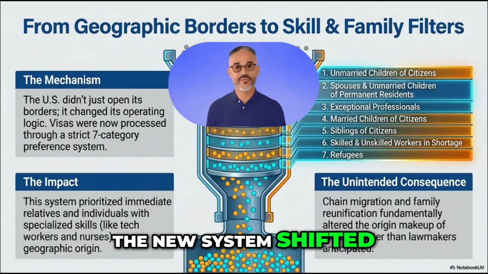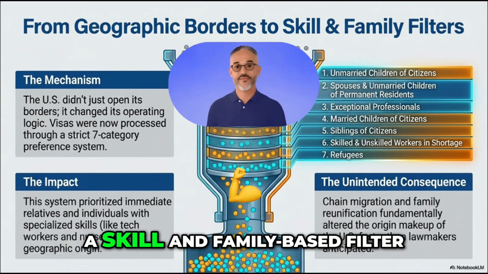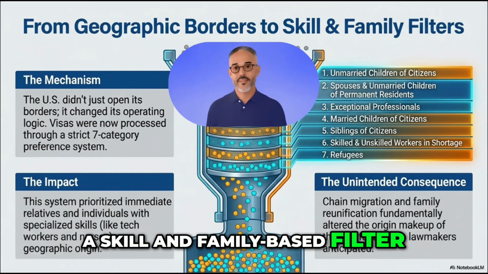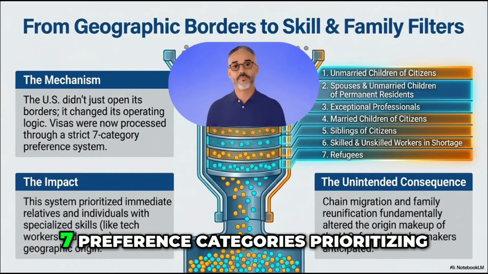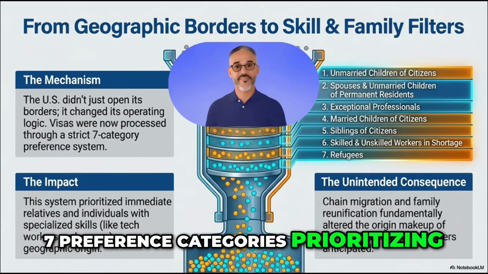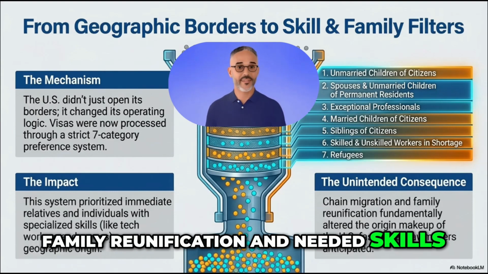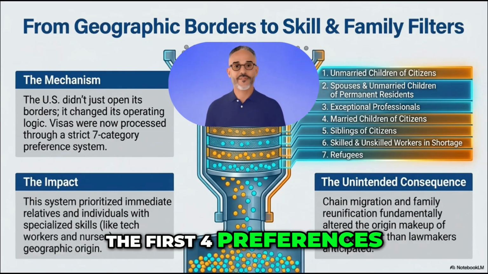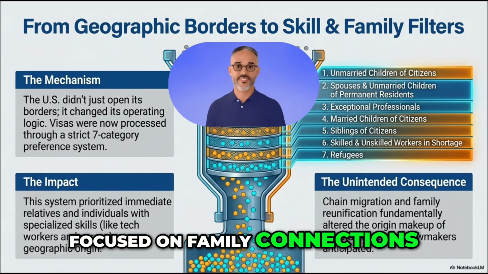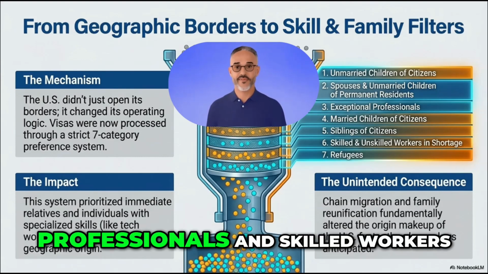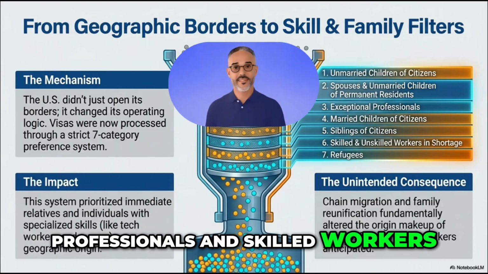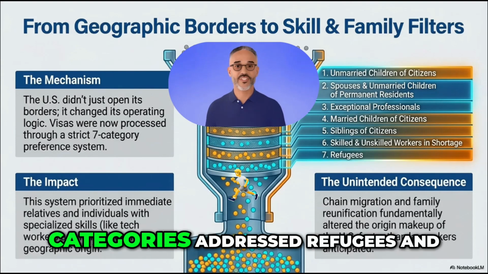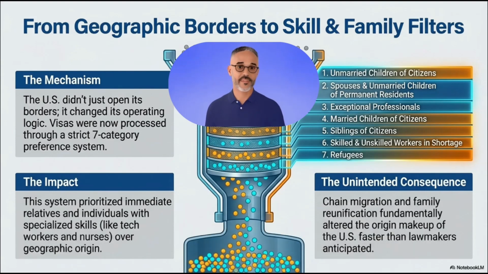The new system shifted from geographic borders to a skill and family-based filter. Immigration was reorganized into 7 preference categories, prioritizing family reunification and needed skills. The first 4 preferences focused on family connections, while the 5th targeted professionals and skilled workers. The 6th and 7th categories addressed refugees and other workers.